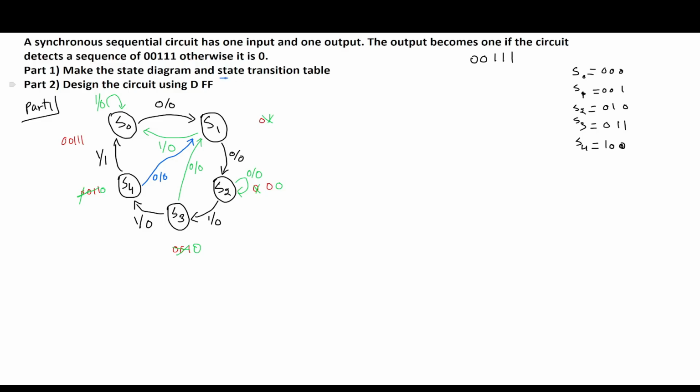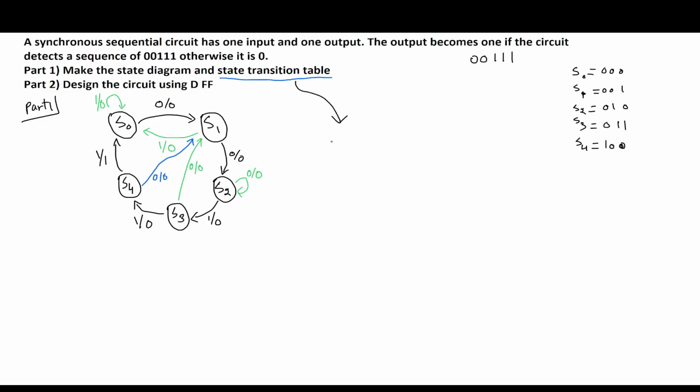So the next question is to make the state transition table. So let's clean the state diagram a little bit. We didn't need this. We just used them to kind of explain the state, how we do the state transition. That's all we need. This is our state diagram. So next part, we need to make the transition table. So let's write it here.